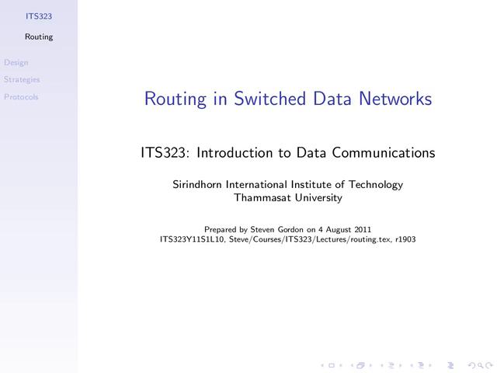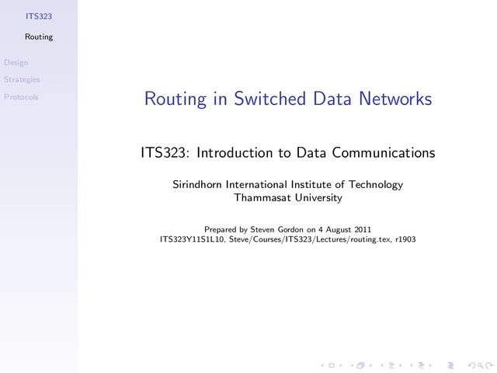The question that arises is, if we have multiple possible paths from source to destination, how do we choose the best path? And that's what this topic's about, routing. Routing is the process of finding the path, a route, from source to destination. How do we perform routing in switched networks?